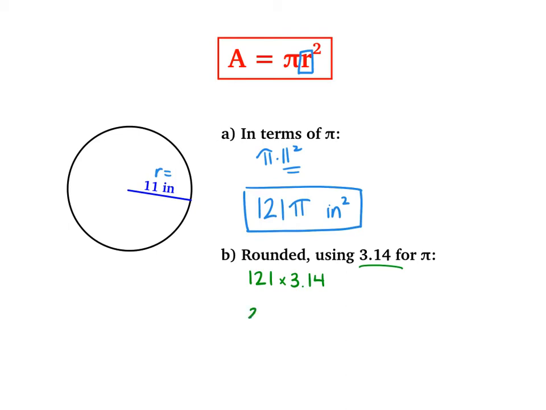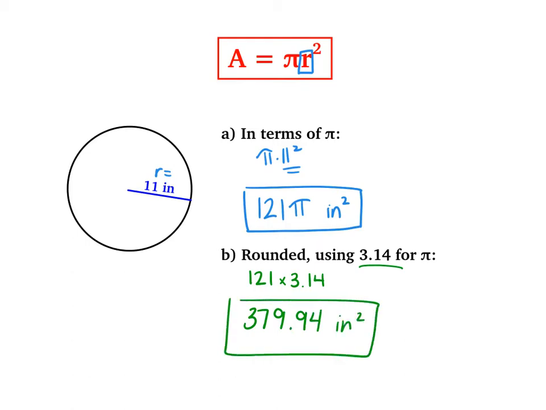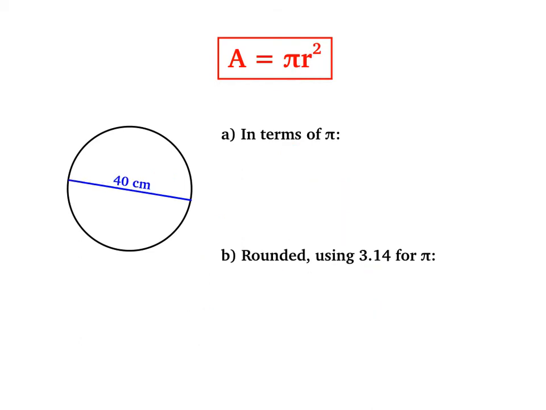When I do that, I get 379.94 inches squared. And remember, I've said this a lot, but these two answers are technically equal to each other. They're just different ways to write them. So when given the radius, I plug it into pi r squared, I square that radius, and then I determine whether I should multiply it by pi or not.